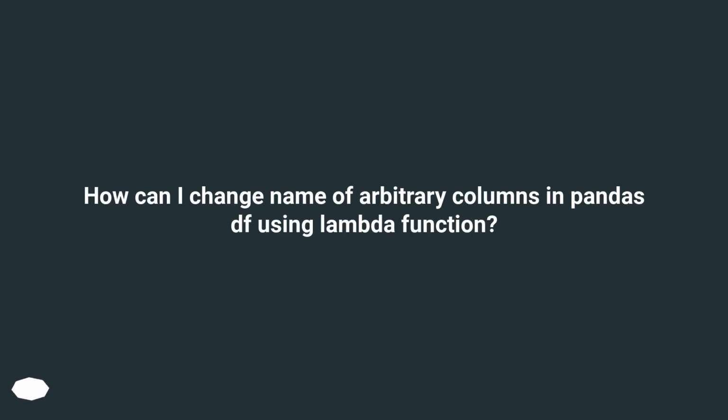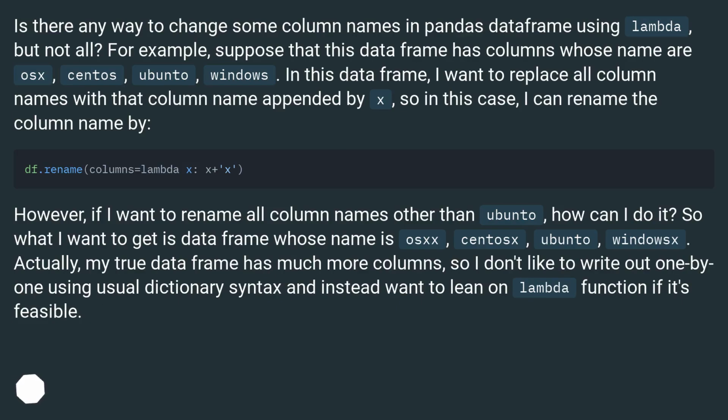How can I change the names of arbitrary columns in a pandas df using a lambda function? Is there any way to change some column names in a pandas data frame using lambda, but not all? For example, suppose that this data frame has columns whose names are OS X, CentOS, Ubuntu, Windows.